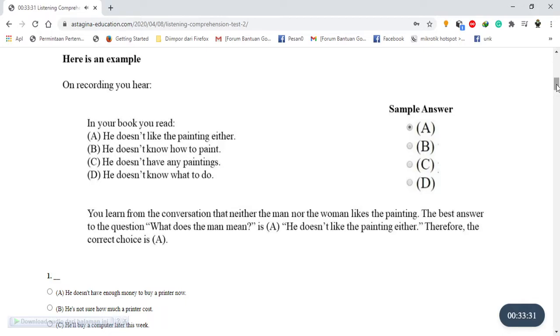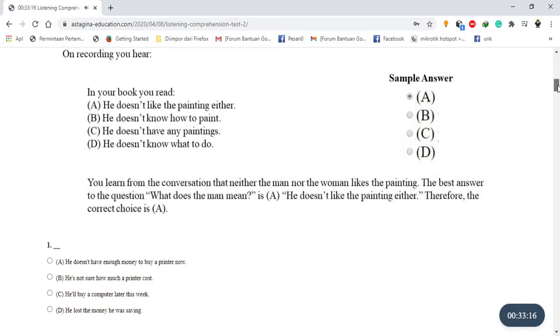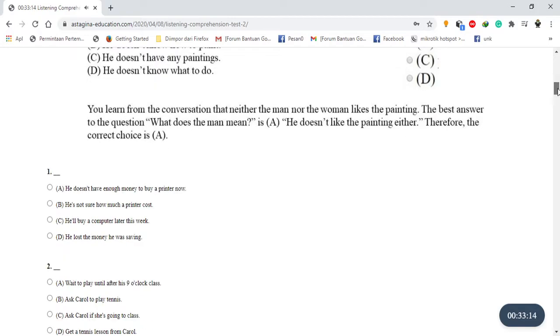You learn from the conversation that neither the man nor the woman likes the painting. The best answer to the question, what does the man mean, is A. He doesn't like the painting either. Therefore, the correct choice is A. Go on to the next page.